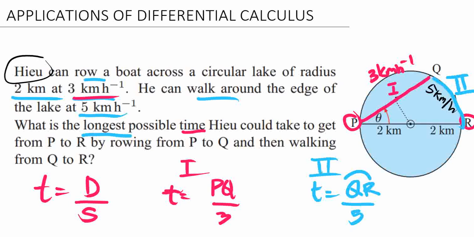Now the question is about the longest time. Since the speeds, 5 and 3, are constant, the longest time will be determined by the distance. The greater distance will need longer time since the speed is constant. Now the question is how to find the longest distance for PQ, and then from Q to R, this arc. Let's get it into a math equation.